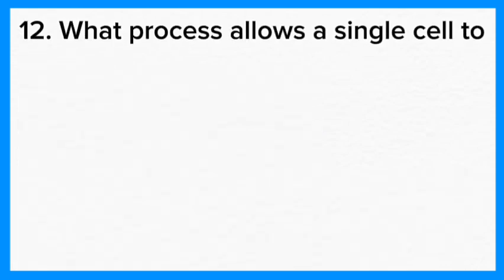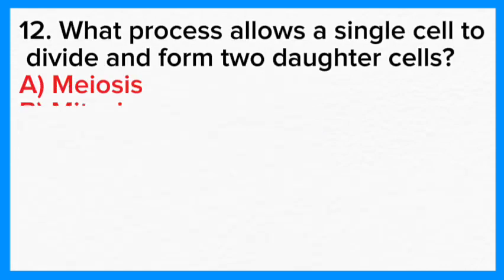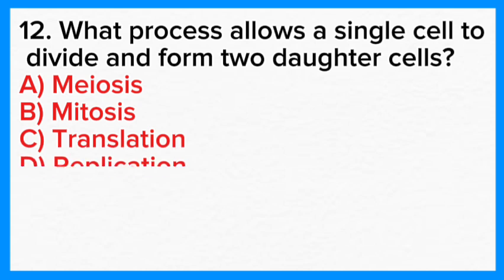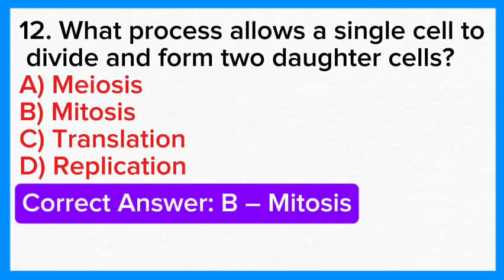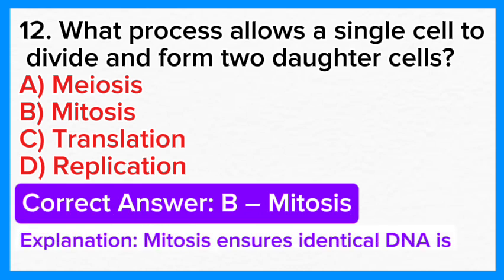12. What process allows a single cell to divide and form two daughter cells? A. Meiosis, B. Mitosis, C. Translation, D. Replication. Correct answer, B. Mitosis. Explanation: mitosis ensures identical DNA is passed to daughter cells.